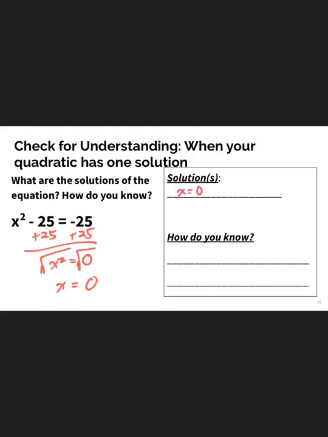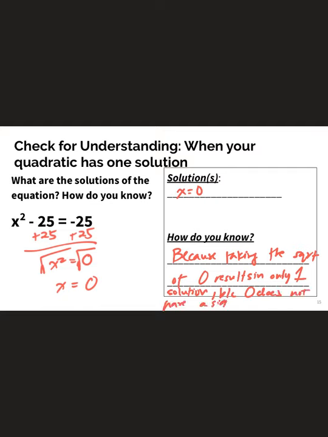That's it. And the reason why I know is because taking the square root of 0 results in only one solution, because 0 does not have a sign. It's not positive, it's not negative. Right? So your solution just should be x equals 0.